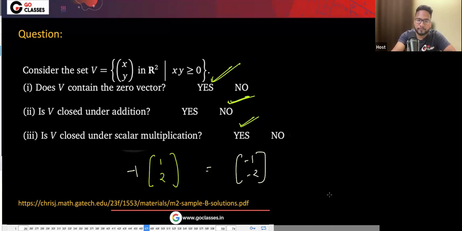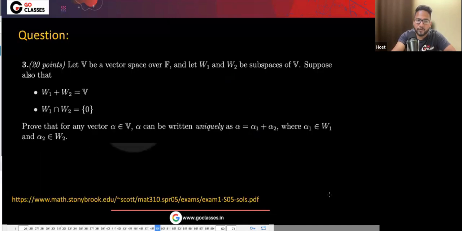Now let's solve this question. This is actually a little tough question. I've taken this question from Stony Brook. Let's see what they are trying to say. They are saying, let V be a vector space over... Actually, till now we have been using scalars, right? C, D, these scalars we were using. Those were the real numbers.